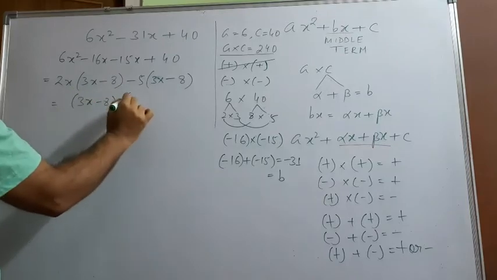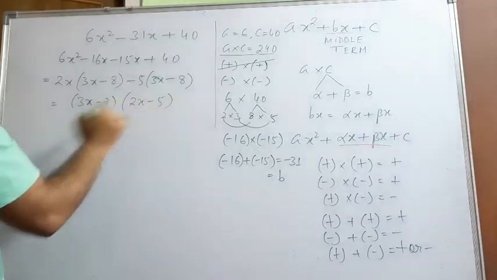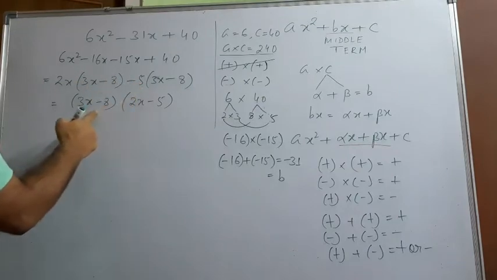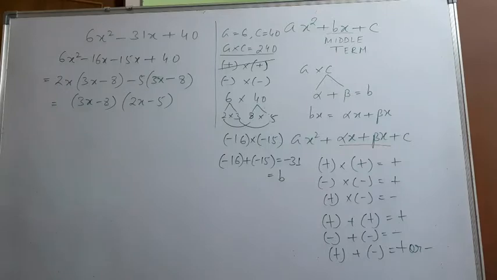After taking them common, I have 3x minus 8 here, I have 2x here and minus 5. So these are the two factors of 6x squared minus 31x plus 40. Okay, clear? Let us move to the next example.